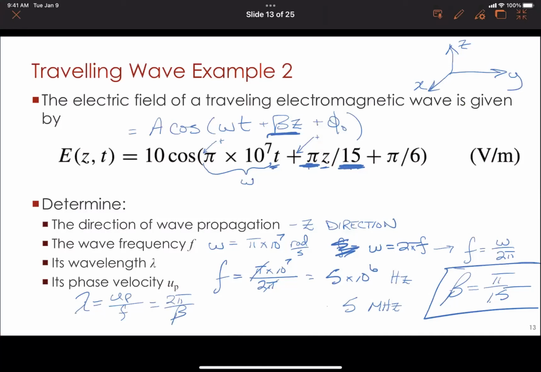We're looking for the wavelength, okay? The wavelength equals 2 pi over beta if you want to use this one right here. So 2 pi divided by pi over 15 equals 30 meters. Thanks for catching that. Okay, sorry for confusing it there. So we're looking for lambda. We found lambda by using the beta that was given in the formula.